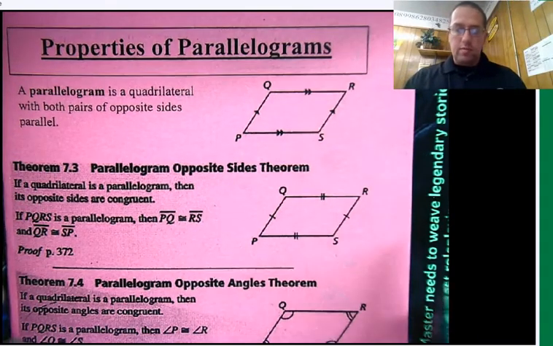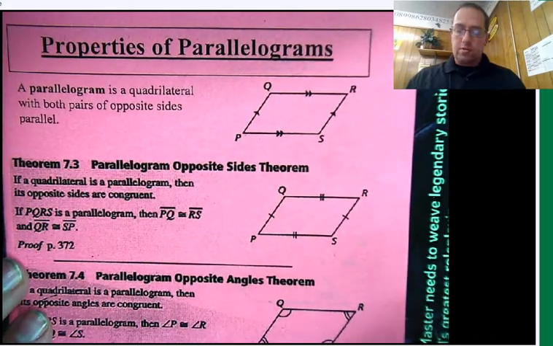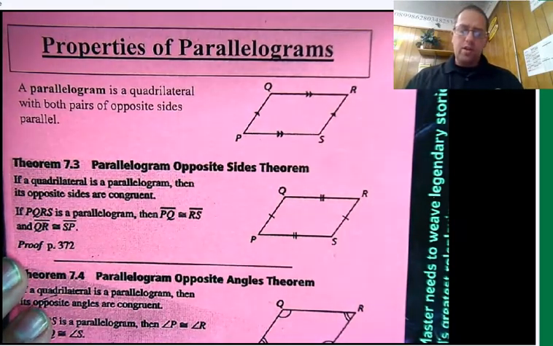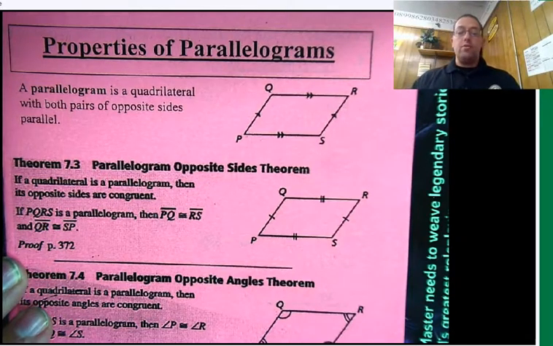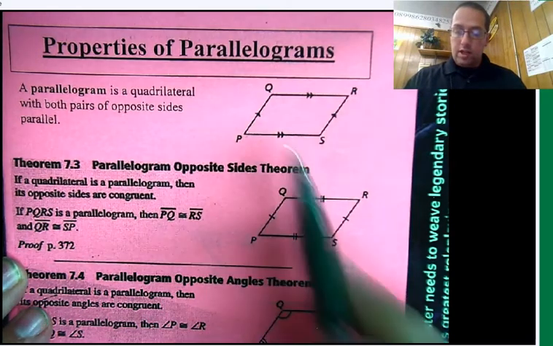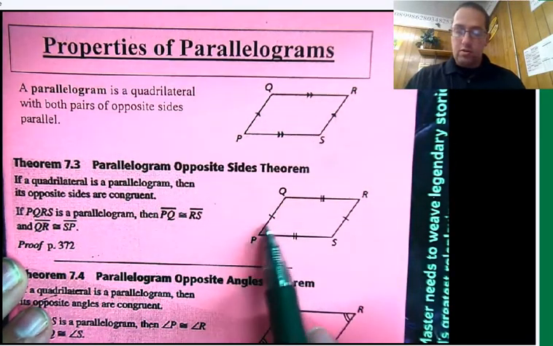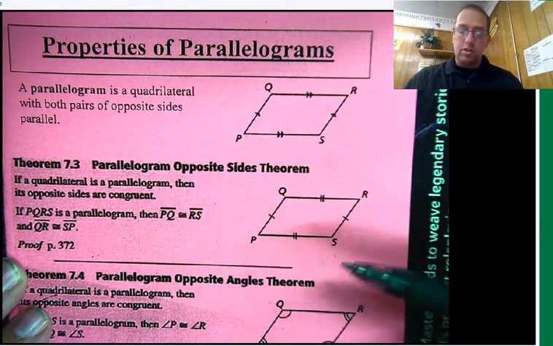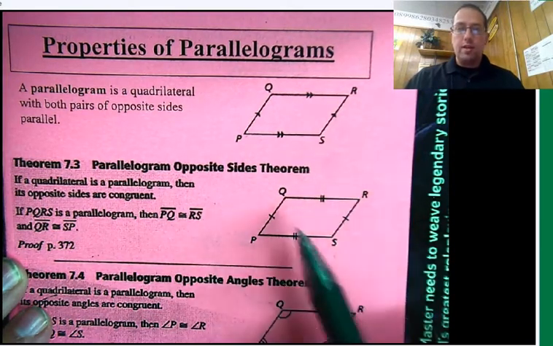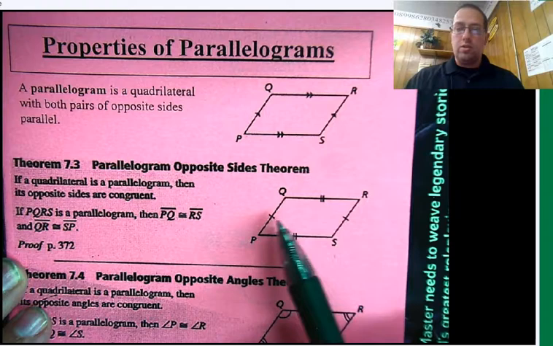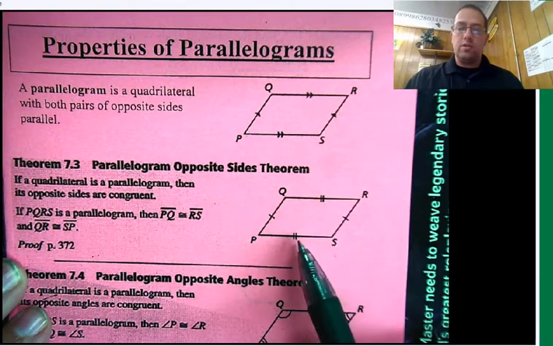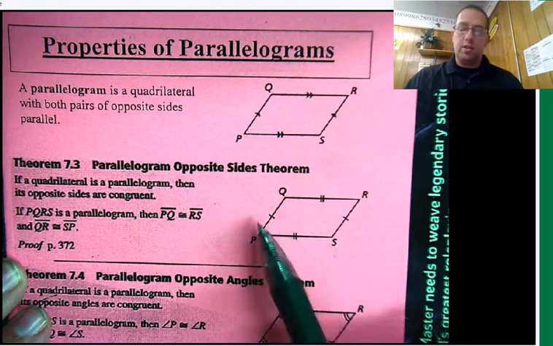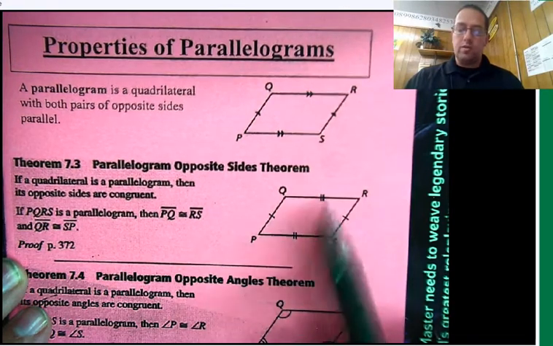All right, so let's talk about a couple of theorems, a couple of properties of parallelograms. Number one, the parallelogram opposite sides theorem. This says that if it's a parallelogram, then the opposite sides are congruent. Not only are the sides parallel, like we saw here, they are also congruent. So, since this is a parallelogram, that means that segment QP is congruent to segment RS, and segment QR is congruent to segment PS. Opposite sides will be congruent.